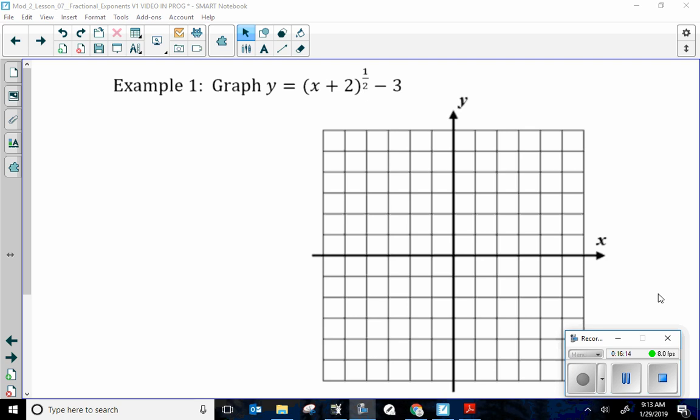All right, the easiest way, example, graph y equals (x plus 2) to the 1/2 minus 3. If this were an exam and they wanted you to graph this, you have your calculator. In order to graph something, you want some coordinates. You want to plot some coordinates, so you want to go to the table.